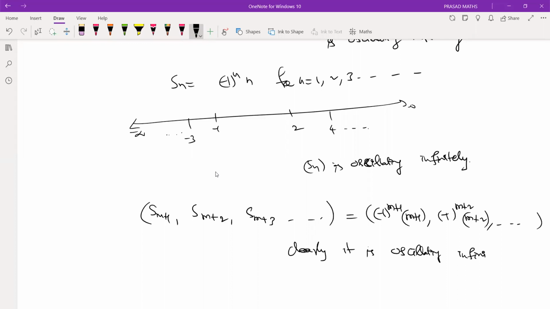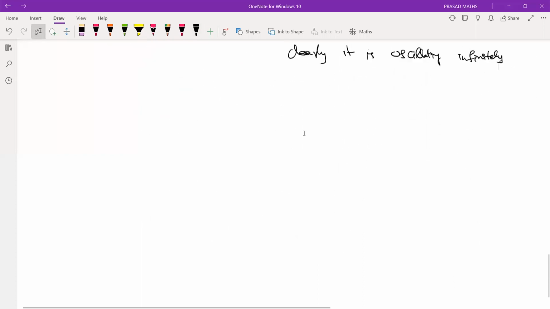So what you observe is that the tail preserves the same structure. Whenever the sequence converges to something, the tail also converges. Whenever the sequence diverges to plus infinity, the tail also diverges to plus infinity. Whenever the sequence diverges to minus infinity, the tail also diverges to minus infinity. Whenever the sequence is oscillating finitely, the tail is also oscillating finitely. So this is the behavior of a tail. That means the tail preserves the same structure as the sequence. Whatever property the sequence has, the tail also has the same property.